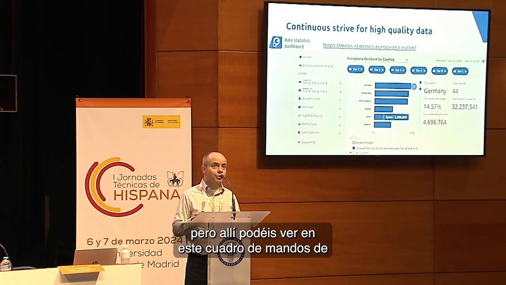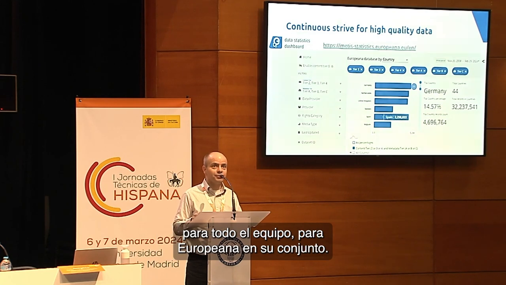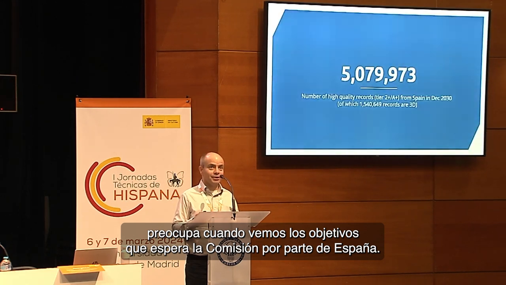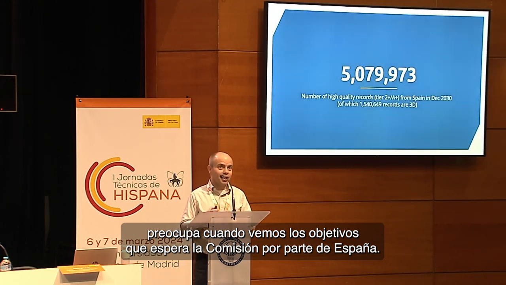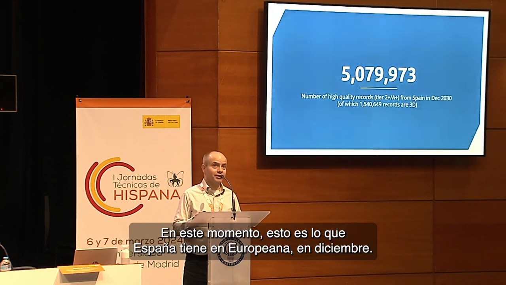And here you can not only see the quality of your own data you have in Europeana, but also, like in this case, for Spain as an entirety. So Spain is still doing well, looking at all the other countries, but the slightly scary moment comes when looking at the targets that the Commission is expecting from Spain. So at the moment, this is what Spain has to have in Europeana by December 2030.